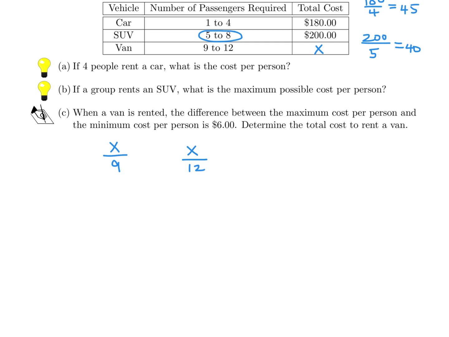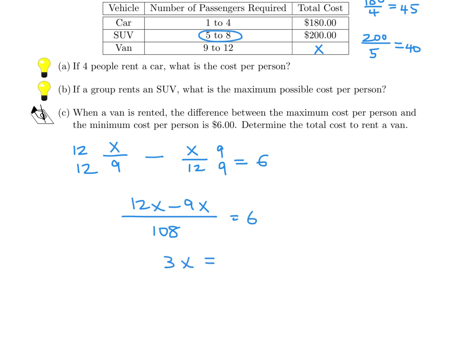And they're saying the difference is equal to $6. So basically, that's your equation, and you solve that. We get a common denominator, 108. So 12x minus 9x, over 9 times 12, which is 108, is equal to 6. So 3x is equal to 648, and therefore x would be 216. So this is actually $216.